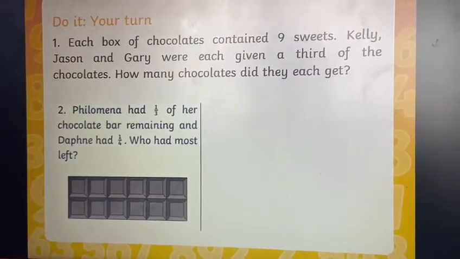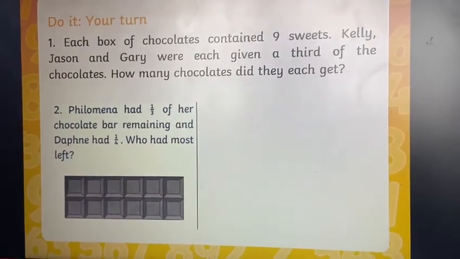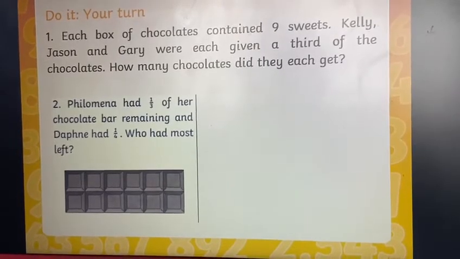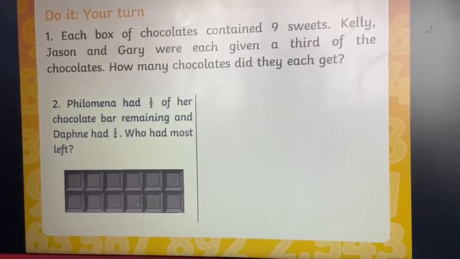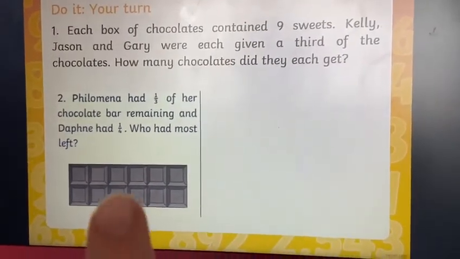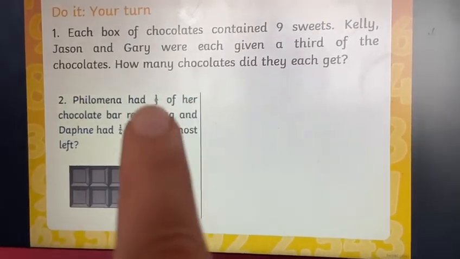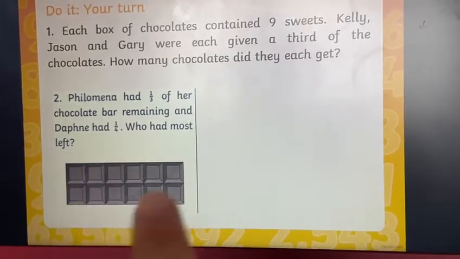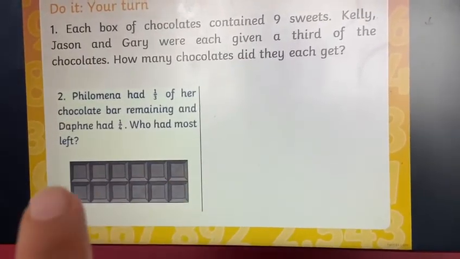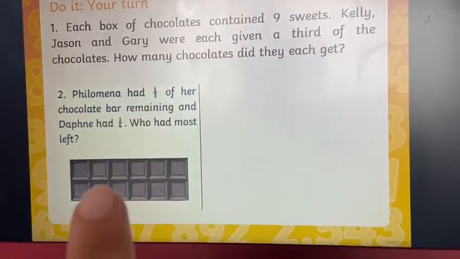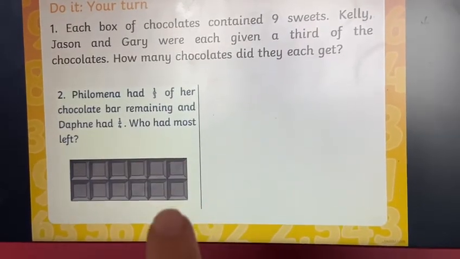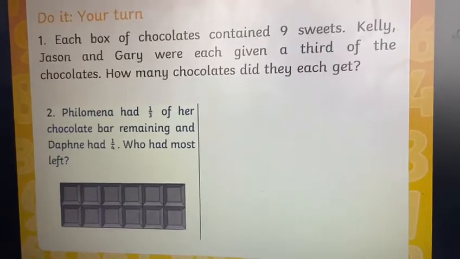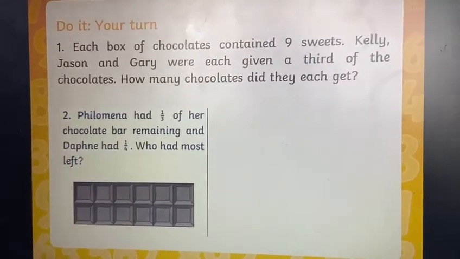And then number 2, Philomena had 1/3 of her chocolate bar remaining and Daphne had 1/4. Who had the most left? So each person is going to have this chocolate bar. So first of all, you need to find out what is 1/3 of this. And you need to find out what's 1/4 of this. So count how many squares there are. There's 12. So you're going to find what's 1/3 of 12. You're going to find out what's 1/4 of 12 and see who had the most left. So which number is going to be larger. Okay, pause the video here and have a go at that.